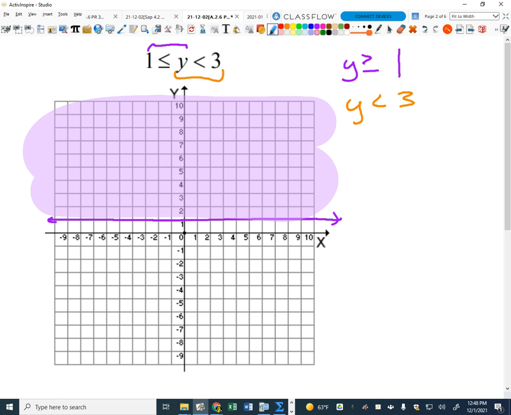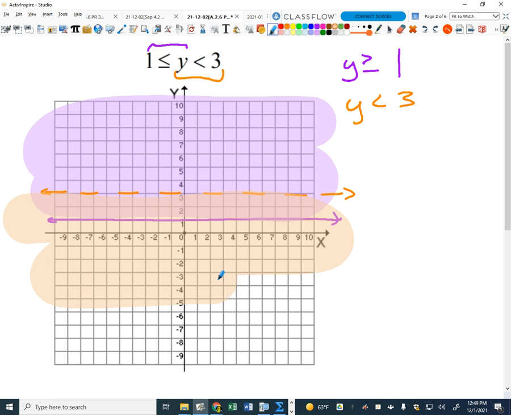Something like that, right? The other one, we get a dashed or solid boundary line? Dashed. And that's going to be at 3, right? And I'm shading below. So then, what's the solution?